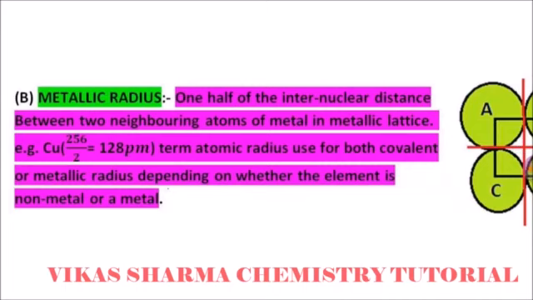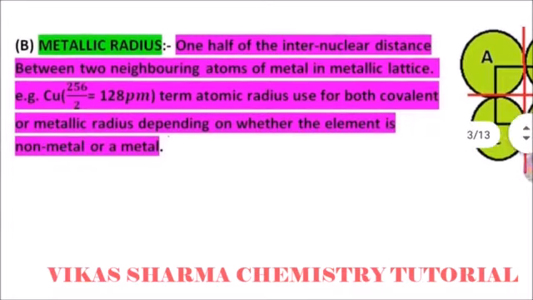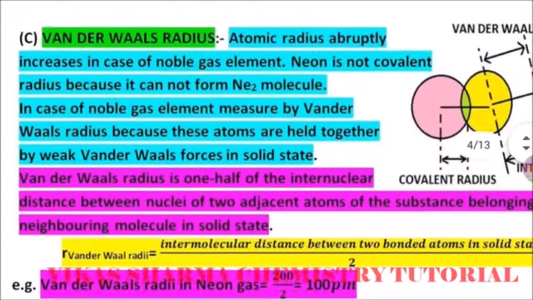The term atomic radius is used for both covalent or metallic radius, depending on whether the element is a non-metal or a metal. If it is a metal, we express atomic size by the metallic radii. If it is a non-metal, we express it by the covalent radii.